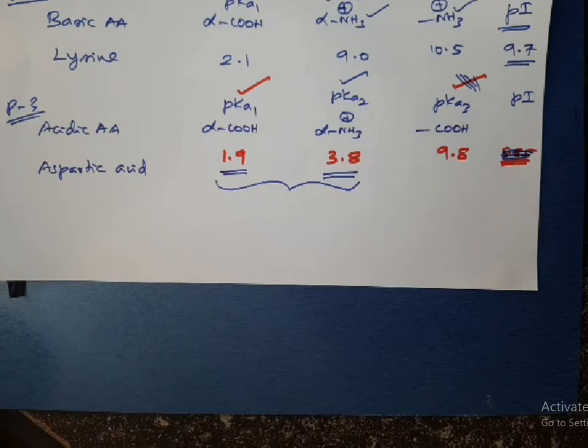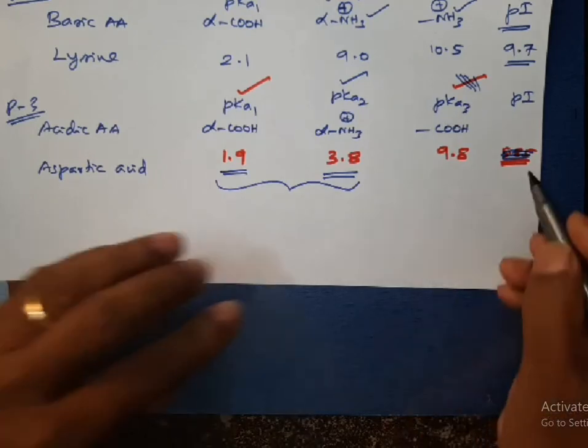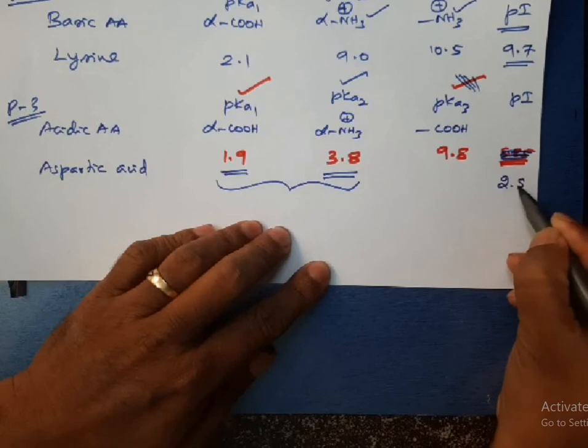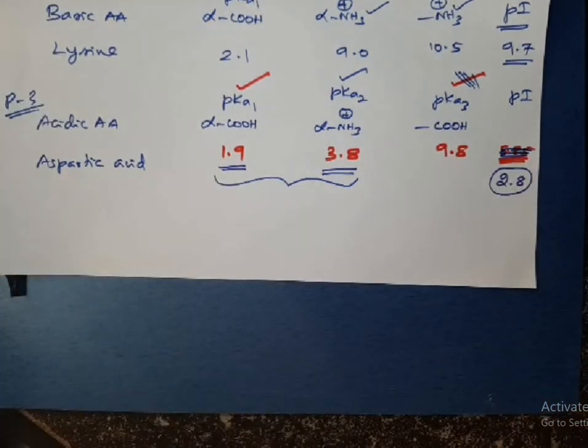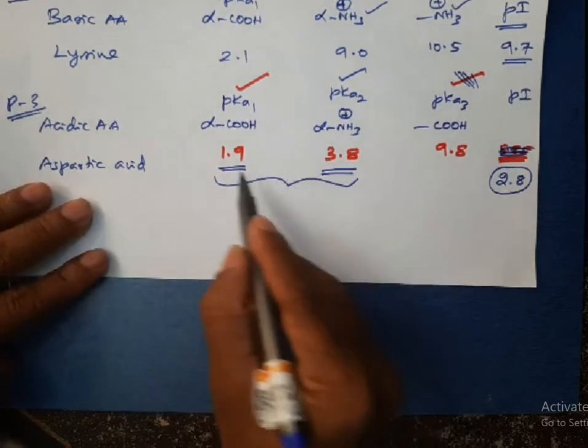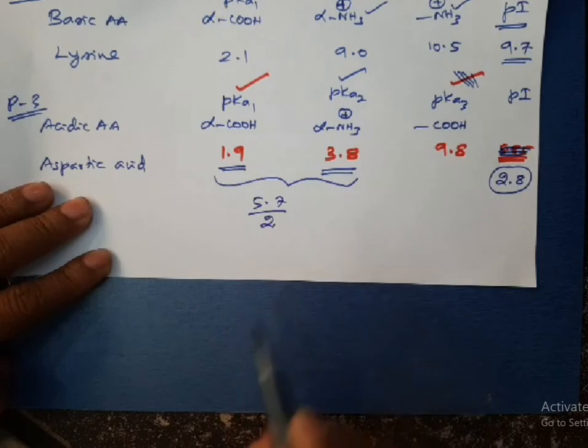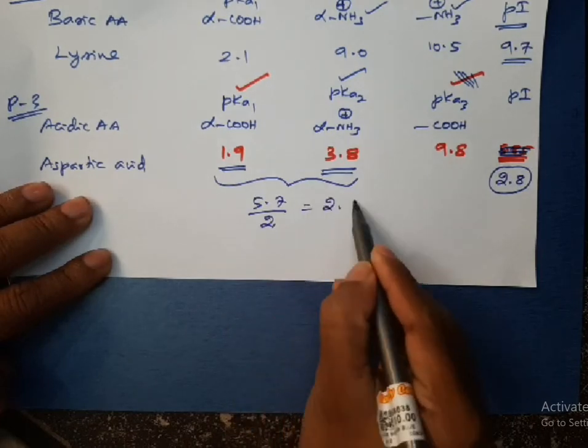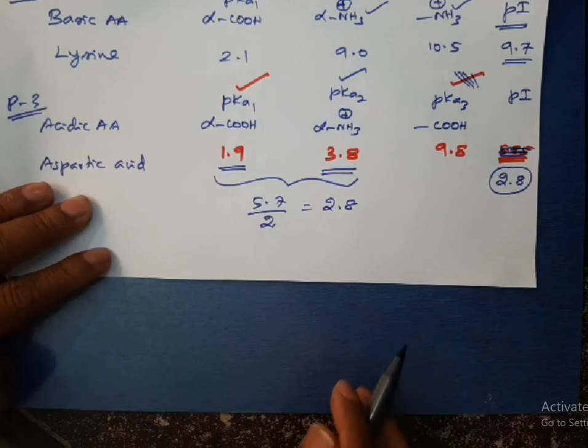4.8, 5.7, right? 5.7 divided by 2. Students, is this clear? Are you able to follow? You will get 2.8, right? Roughly 2.8. Am I right? This is 5.7 divided by 2, right? 2.8 something you'll get.